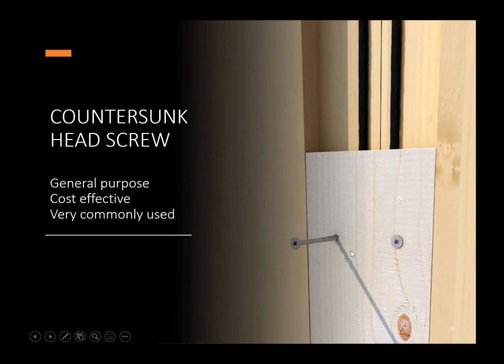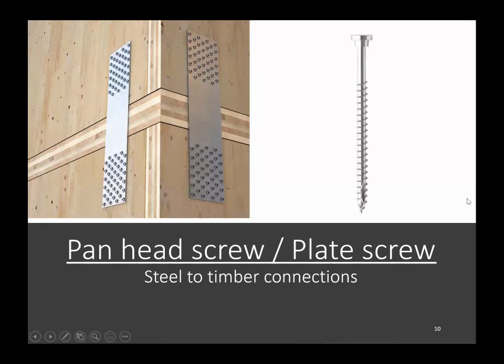In our instance, it's usually a 5x60 or a 6x60 countersunk head screw, normally at about 20 centimeter gaps. That will run up the length of the panel, and that's designed to stitch the two panels together. When you incorporate this kind of detail, you have a nice airtight connection. A different type of countersunk head screw would be a pan head or a plate screw. As you can see, it's got a different profiled head, and that's to give you a nice clean design on your steel panel to timber. That's what it's for, steel to timber connections.